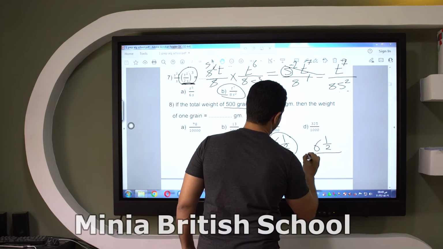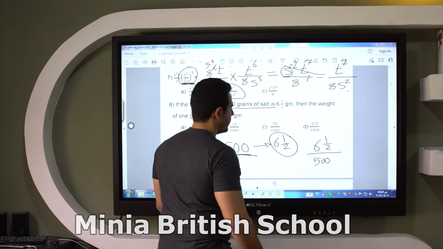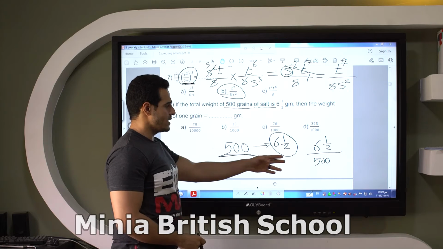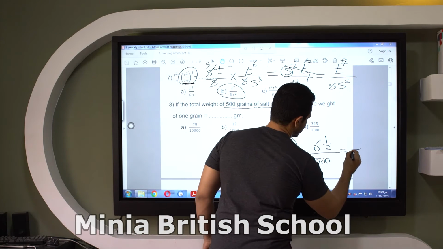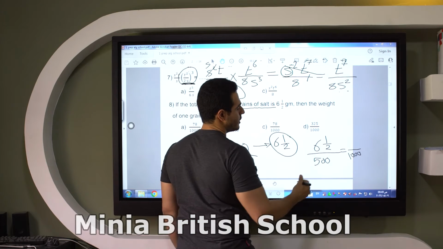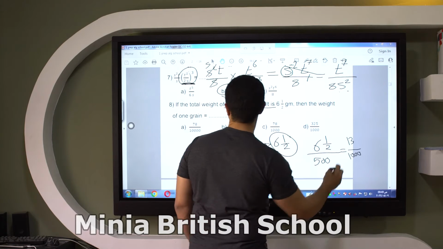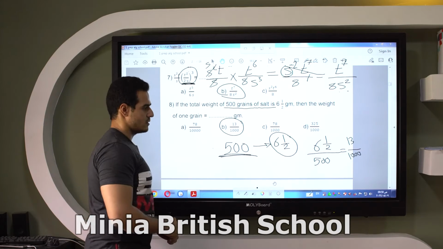So 6.5 divided by 500. Okay, now let's multiply up and down by 2. It will be 1000 in the denominator, and 6.5 times 2 equals 13. So the answer is 13 over 1000.